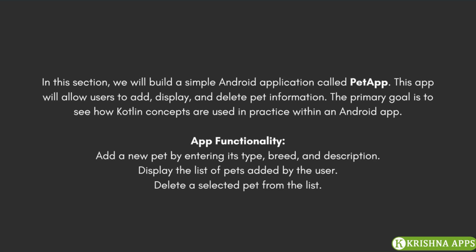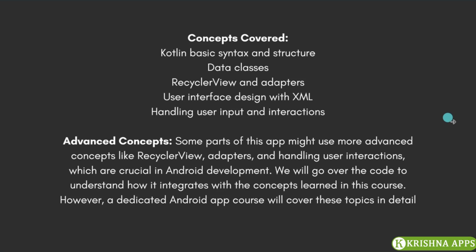So briefly, the app functionality: we're going to add a new pet by entering its type, breed, and description. We have to display the list of pets added by the user, and then we delete a selected pet from the list. The concepts that we're going to cover are basic syntax and structure, data classes, recycler view and adapters, user interface design with XML, and handling user input and interactions.